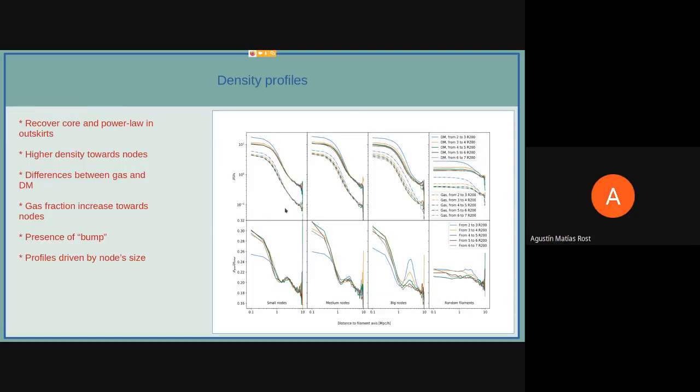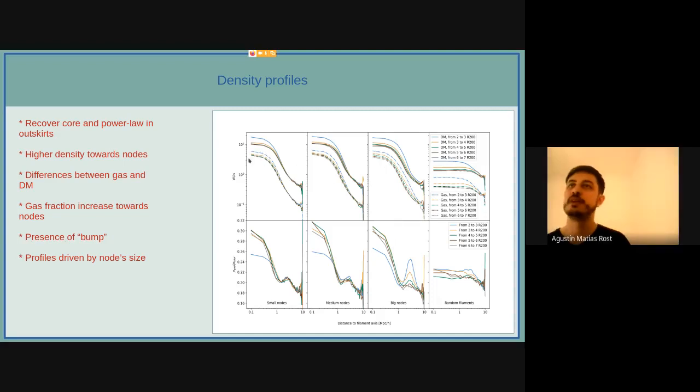Here I have the density profiles for 3 populations of filaments classified by the size of the associated node. All the filaments that have a small node are going to contribute to this signal, and this is for medium-sized nodes, and this is for big nodes. All the big nodes are normally the center of a galaxy cluster. So we see that in general, we see a core profile near the axis.